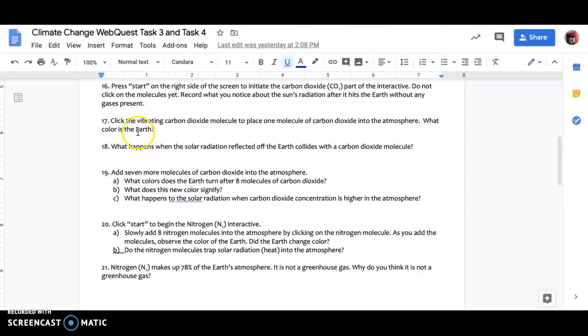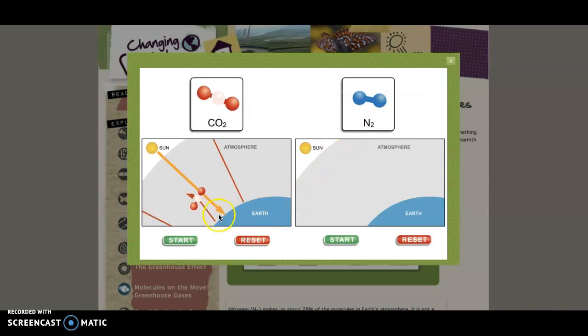Okay. Click on the vibrating carbon, oh wait, we just did that. What happens when the solar radiation reflected off the Earth collides with the carbon dioxide molecule? So without adding any more, we are now focusing on what happens to the solar radiation when it strikes this carbon dioxide molecule. Please type an answer for that question. It should be number 18.